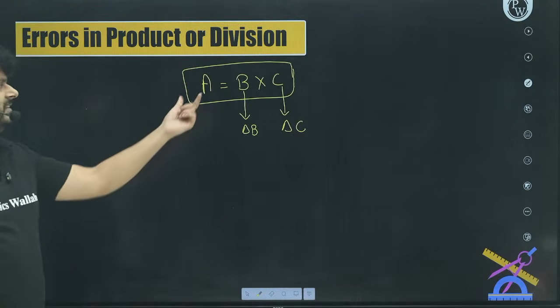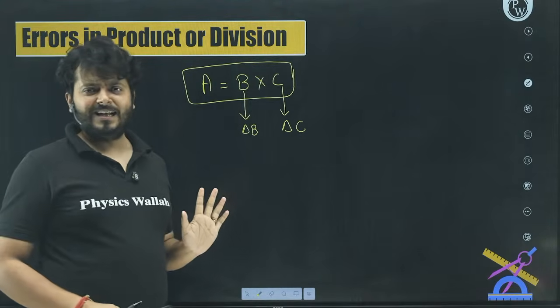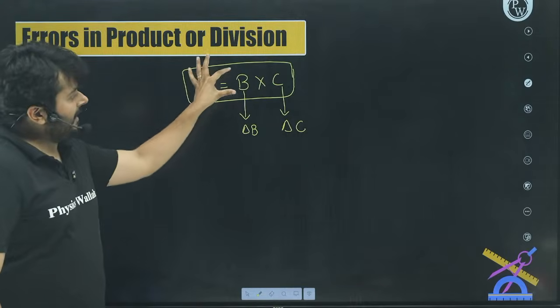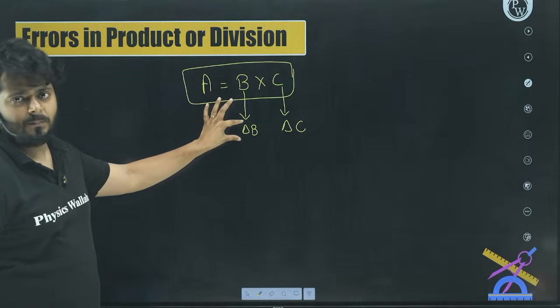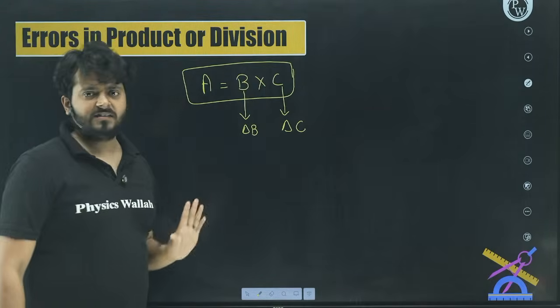Let's say that Nishant is measuring B, Pinky is measuring C. Nishant and Pinky are the heroes of the class today. So Nishant is measuring B, Pinky is measuring C, and in the measurement, he makes an error. Whatever error he had made is delta B. In the measurement of C, Pinky made an error, and the error she had made is delta C.